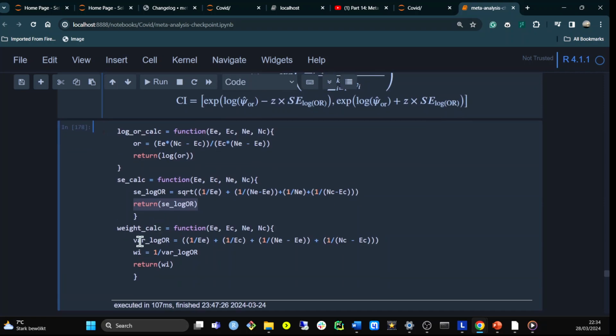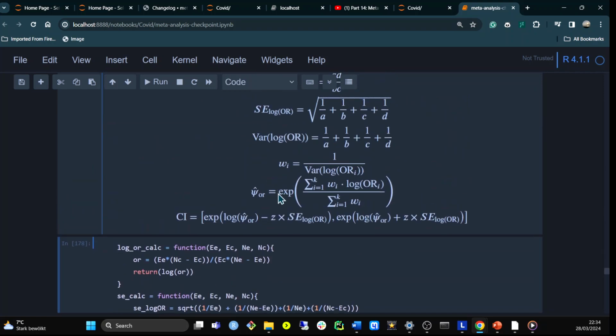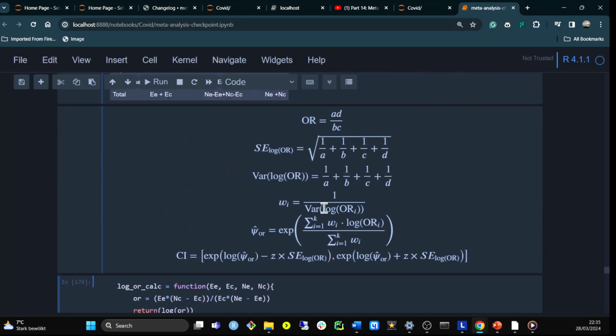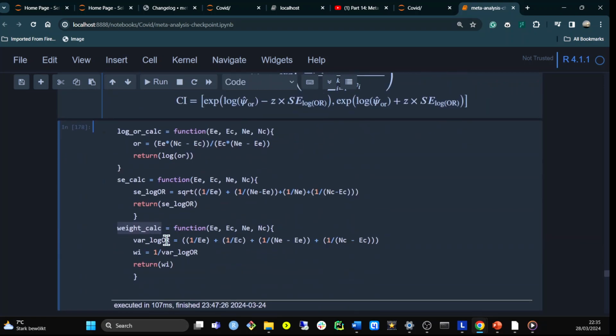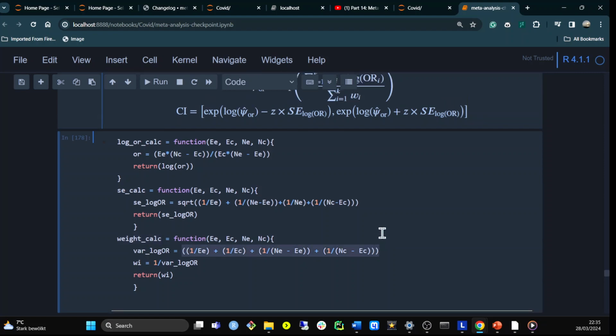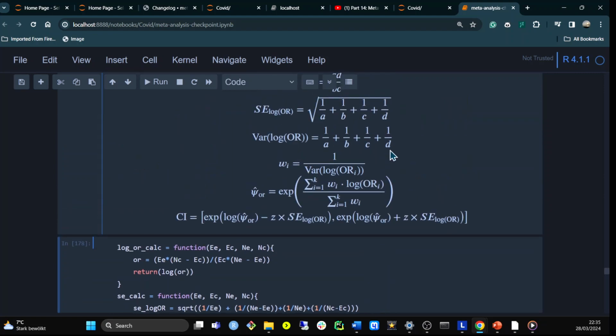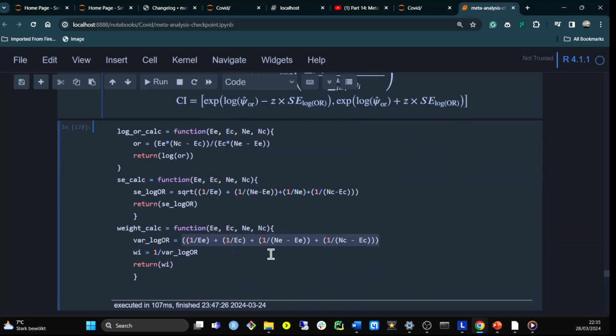And then finally, what we need is the weight calculator. So this is the weight. Here we have the weight, which means 1 over the variance, 1 over the variance of the log odds ratio. That's how I calculate the weight. The variance is calculated this way, as explained here: 1 over A, plus 1 over B, plus 1 over C, plus 1 over D. So get that value. Once you get that value, then it's simple.